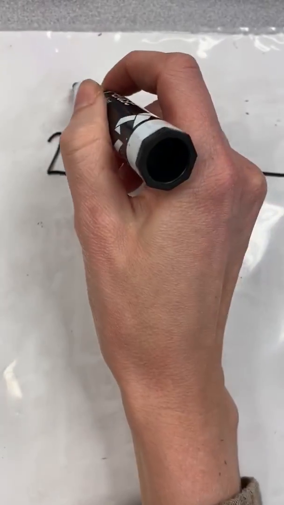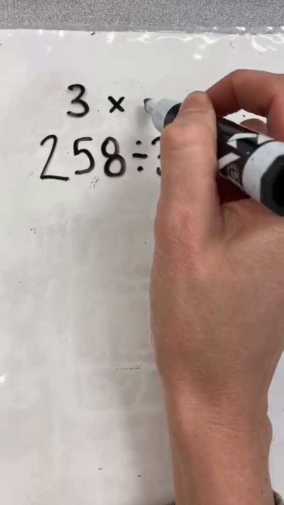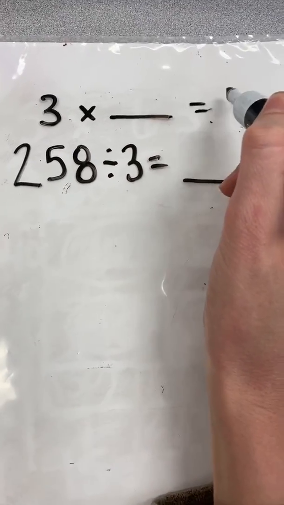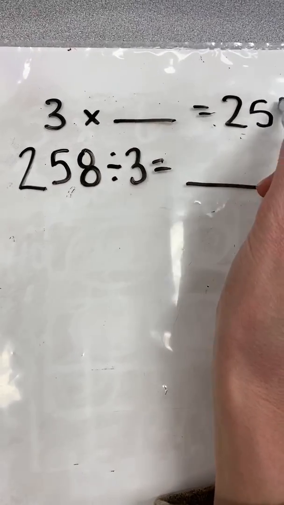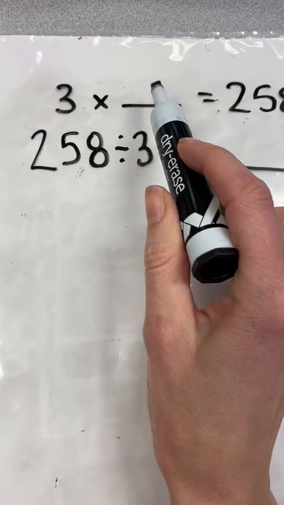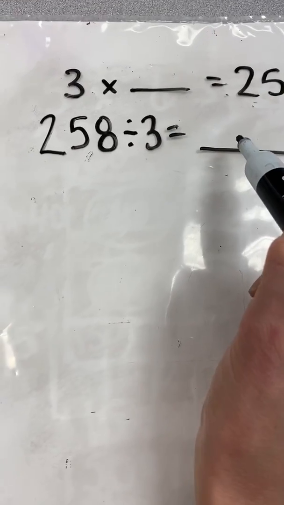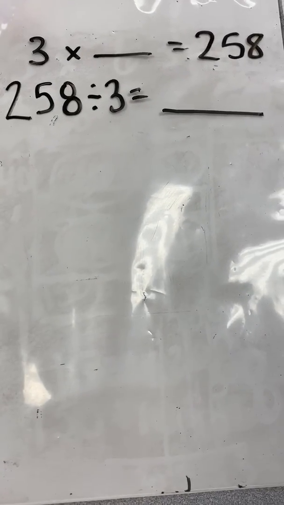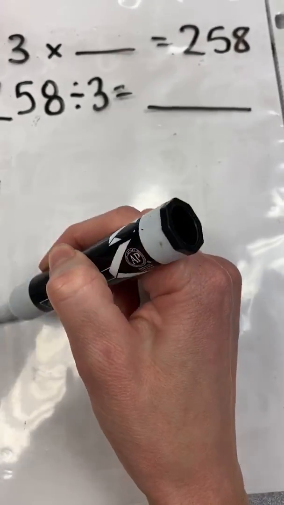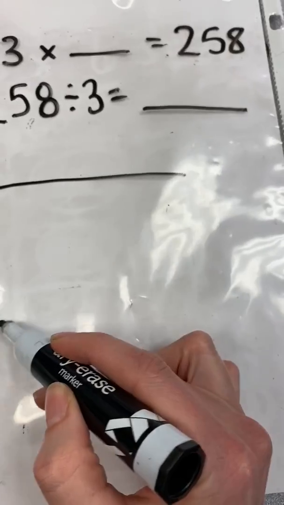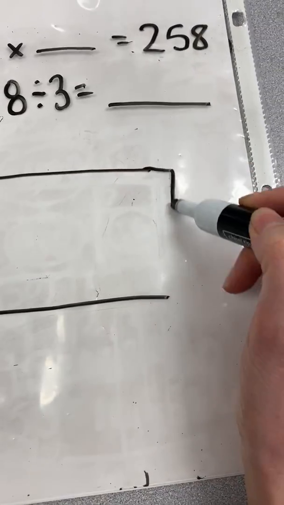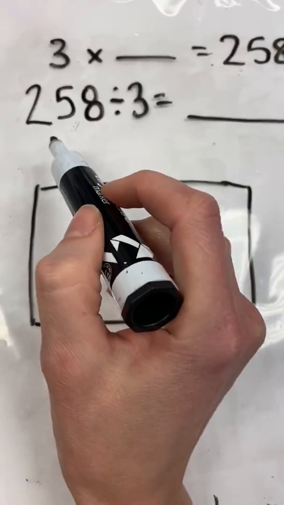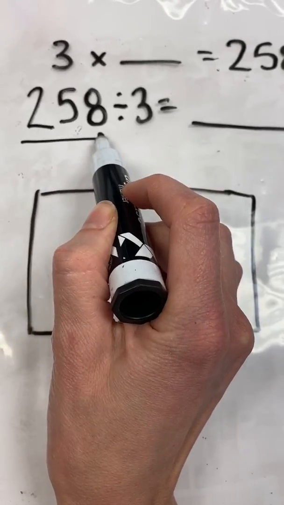solve this problem, I know 3 times something is going to equal 258. So that same missing number is what's missing here. So I can use an area model and do something similar to what I did with multiplication. So I'm going to draw the open array. Except this time, I now have the total.